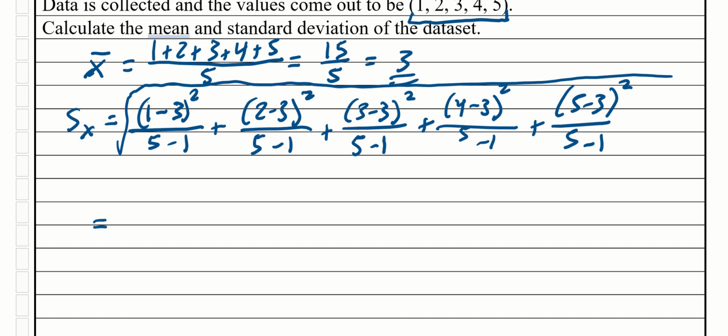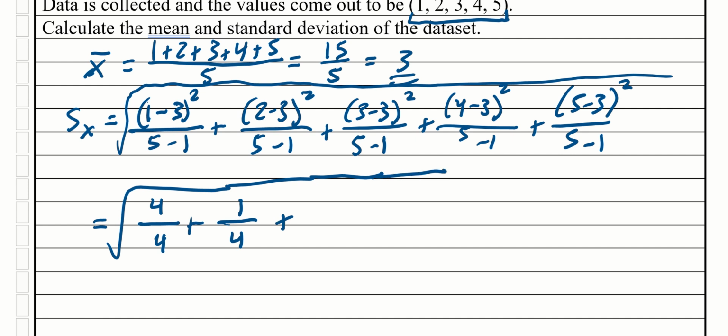So 1 minus 3 gives me negative 2. Negative 2 squared gives me positive 4. And then over 5 minus 1, which is 4. Plus the next value here, 2 minus 3 is negative 1. Negative 1 squared is positive 1. So plus 1 over 4. Plus, next value here, 3 minus 3 is 0. If I square that, it is still 0. And then over 4.